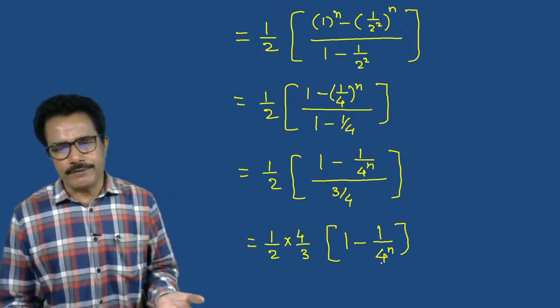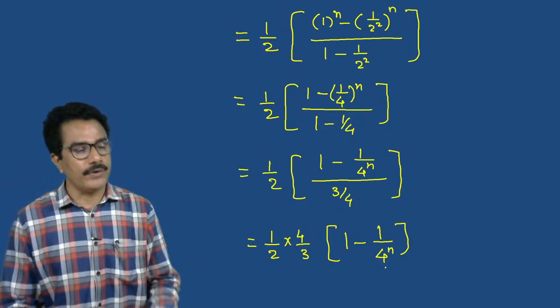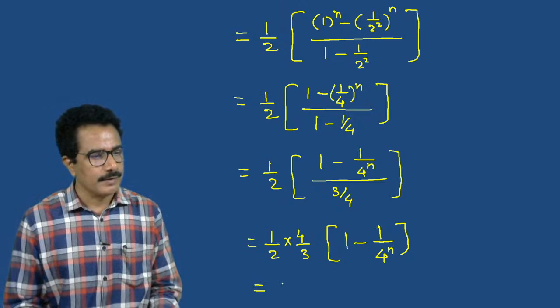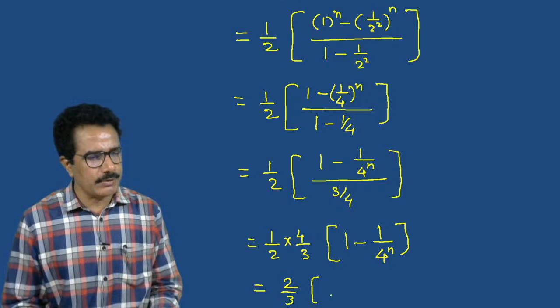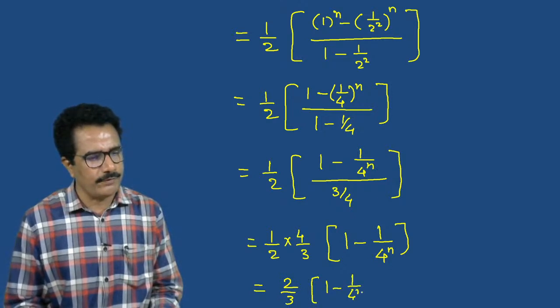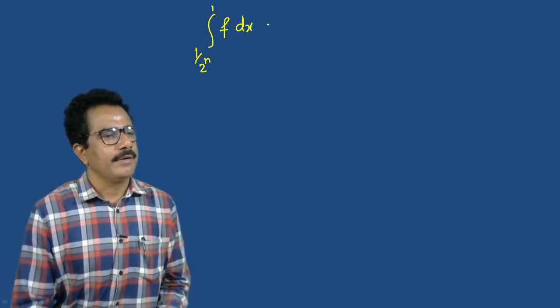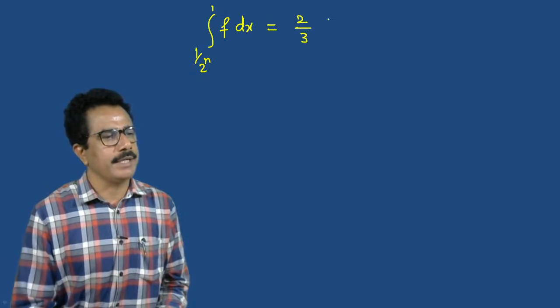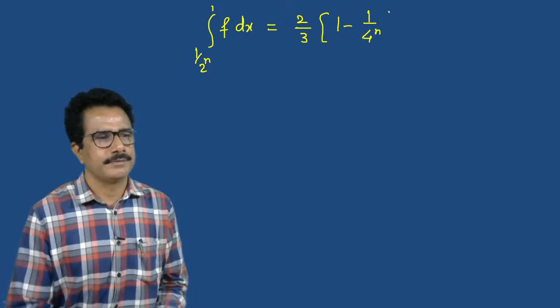As n tends to infinity, 1 upon 4 raised to n tends to 0. So this is 2 by 3 into 1 minus 1 upon 4 raised to n. So this integration, the integral from 1 upon 2 raised to n to 1 of f dx, is equal to 2 by 3 into 1 minus 1 upon 4 raised to n.